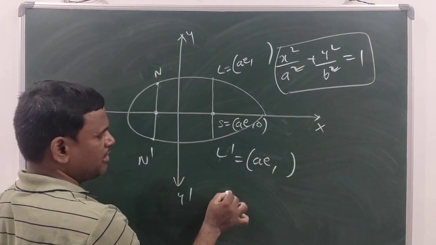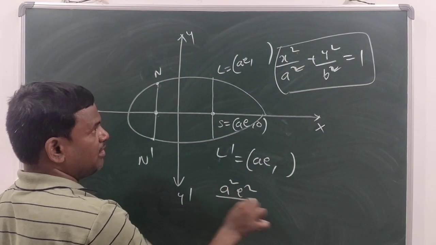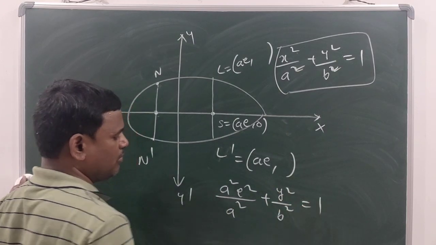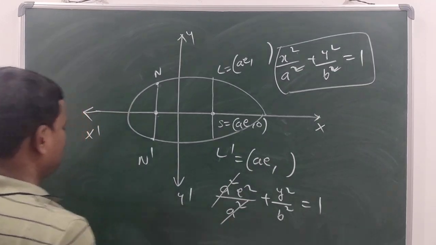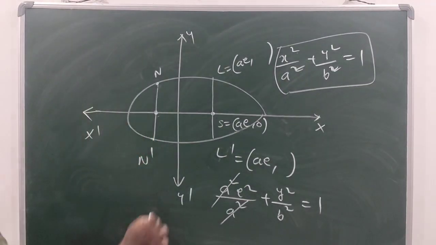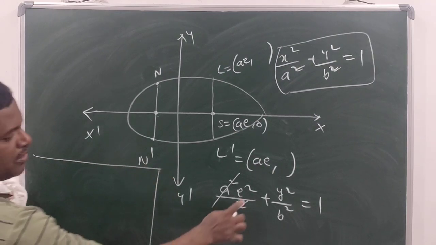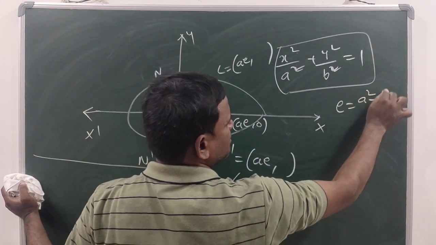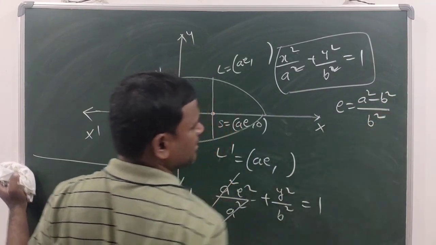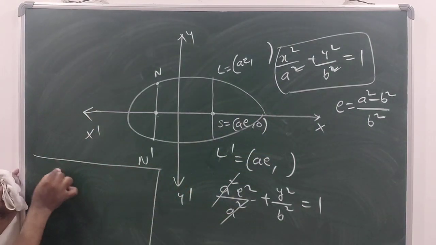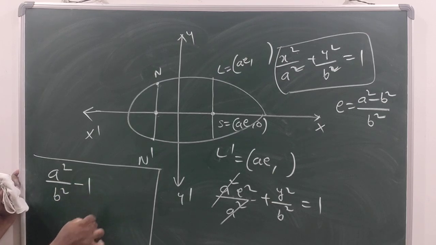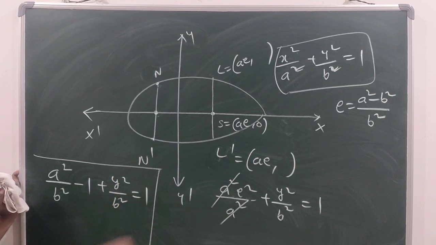So what do you get here? a square e square by a square plus y square by b square is equal to 1. A square cancels. So now e square is left. For this ellipse, the e square value is how much? a square minus b square by a square you will get. Now in place of e square write that. So what do you get here? a square minus b square by a square, plus y square by b square, which is equal to 1.